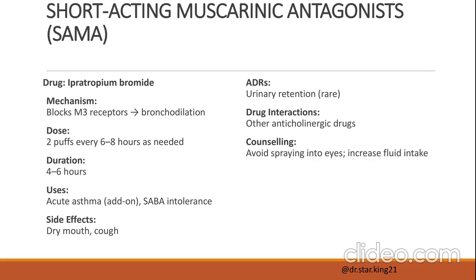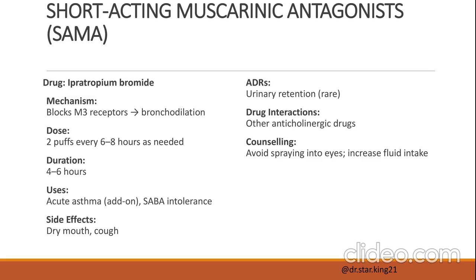Short-acting muscarinic antagonists, SAMA. The drug includes ipratropium bromide. Ipratropium is an anticholinergic bronchodilator. It works by blocking muscarinic M3 receptors, preventing bronchoconstriction caused by the parasympathetic nervous system. It is less potent than albuterol, but useful as an add-on drug, especially in acute attacks.